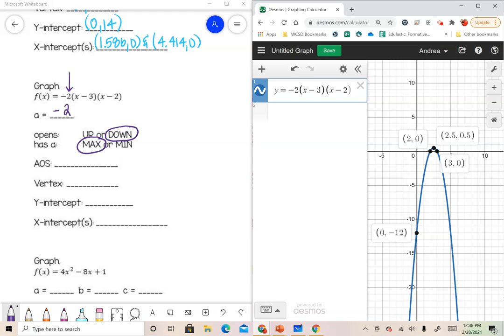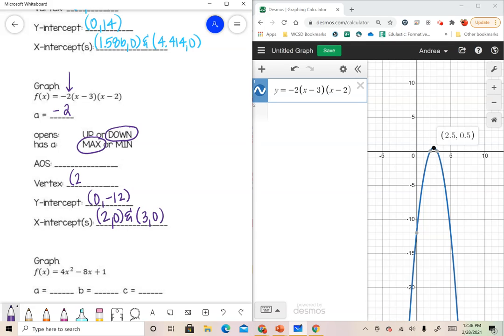Okay, 0, negative 12. There's that y-intercept. Now my x-intercepts. Okay, there's that first one. So 2, comma 0. And 3, comma 0 are my nice, pretty x-intercepts. My vertex, 2.5, comma 0.5. Again, just put in what Desmos gives us. Remember, axis of symmetry is x equals the x coordinate of my vertex, so 2.5.